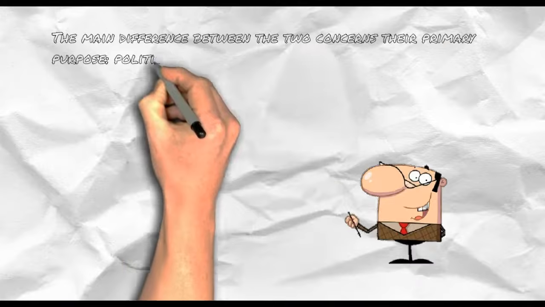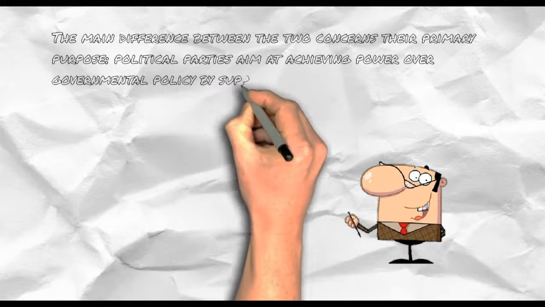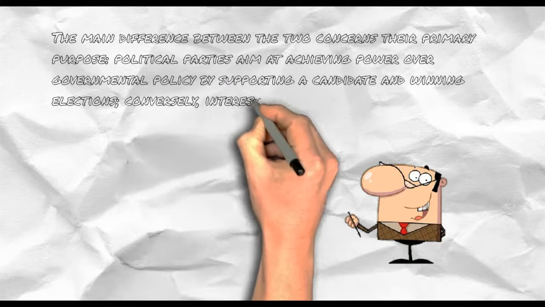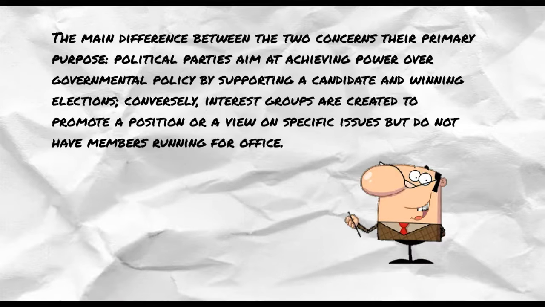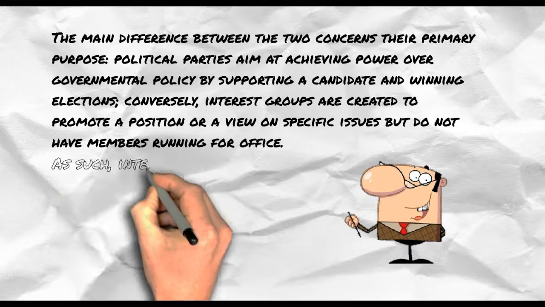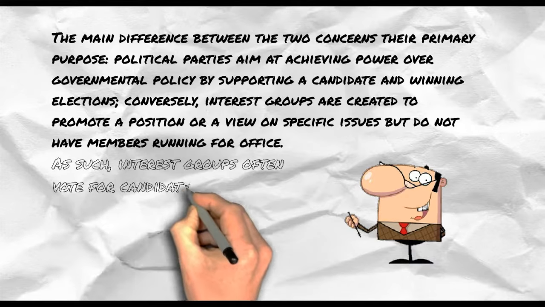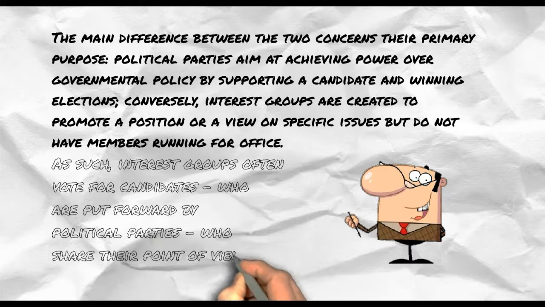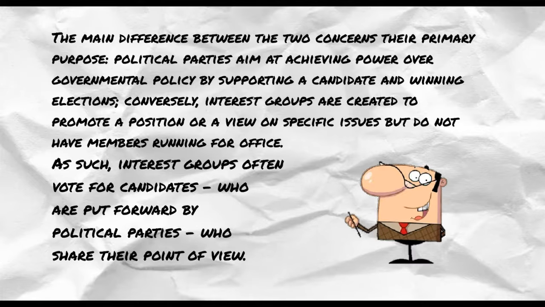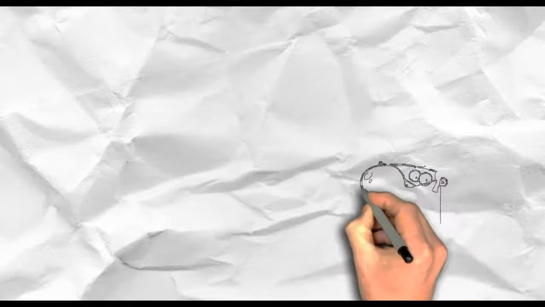The main difference between the two concerns their primary purpose. Political parties aim at achieving power over governmental policy by supporting a candidate and winning elections. Conversely, interest groups are created to promote a position or a view on specific issues but do not have members running for office. As such, interest groups often vote for candidates who are put forward by political parties who share their point of view.